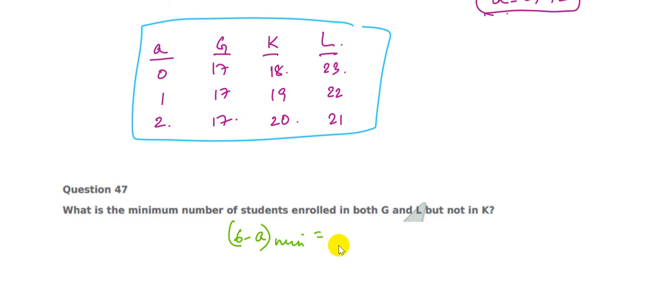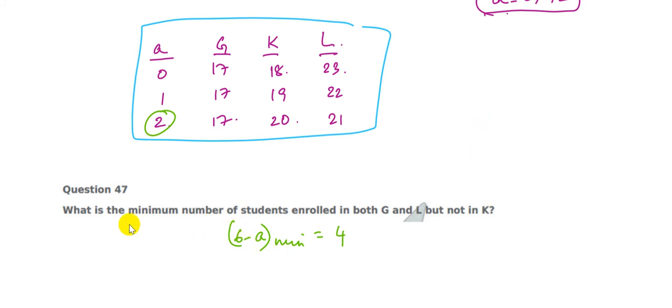If 6 minus a has to be minimum, a has to be maximum, and a can take only 3 values here. So the maximum value of a is 2. So the minimum value of this will be 4. Right? Clear?